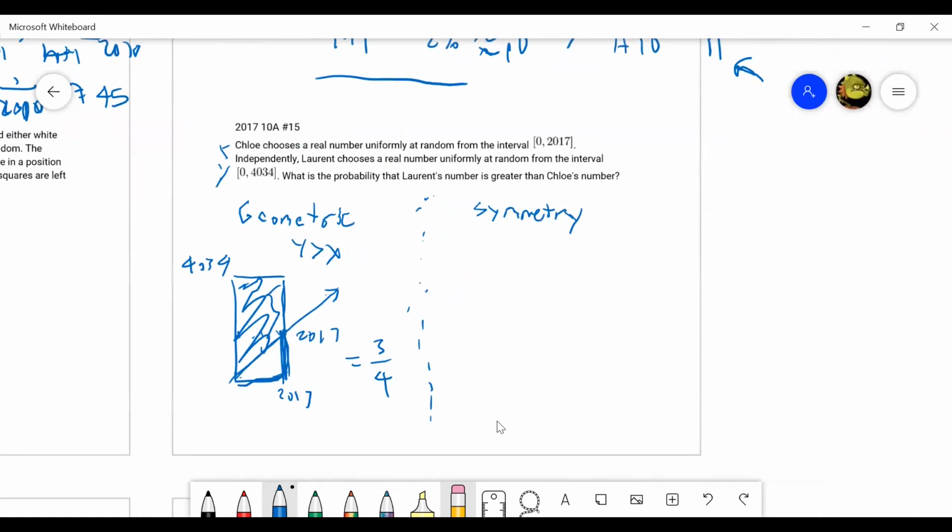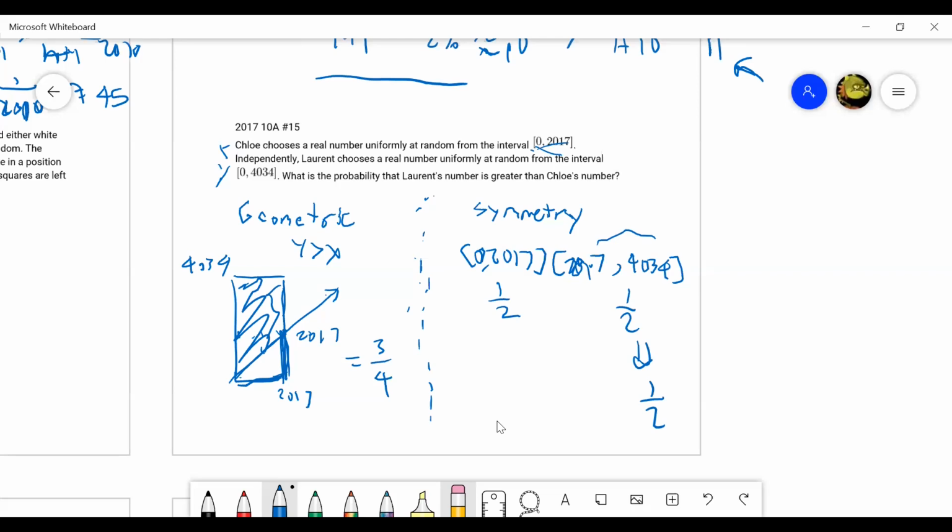And you can also use probability symmetry for the other case. Either Laurent chooses a number between 0 and 2017, or a number between 2017 and 4034. And since any number is equally likely, these intervals are the same length. So the probability of each of these happening is 1/2. And in the second case, the probability is 1/2 because any number chosen here is guaranteed to be greater than any number that Chloe can choose.